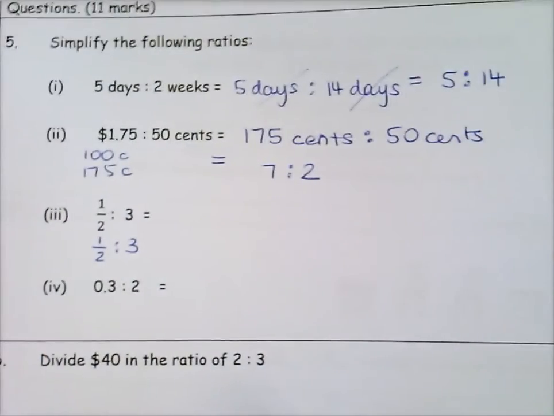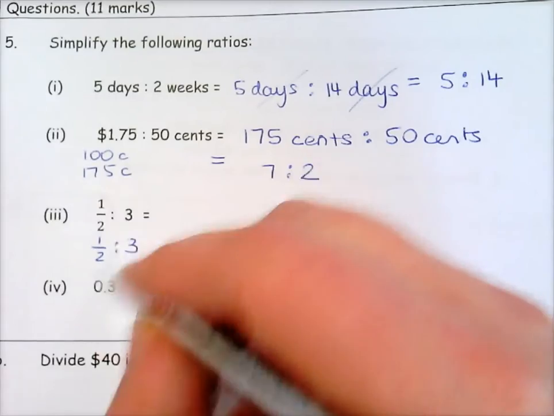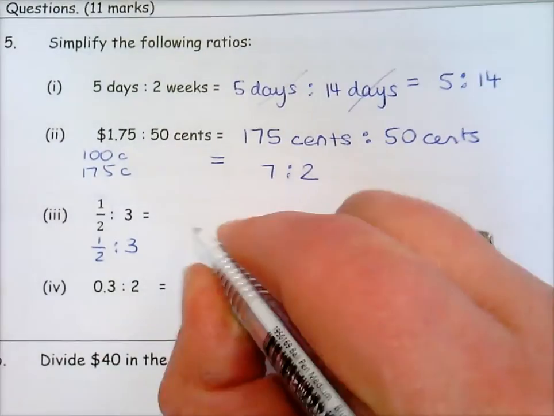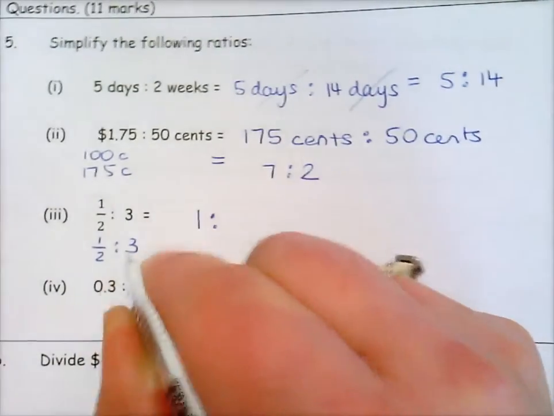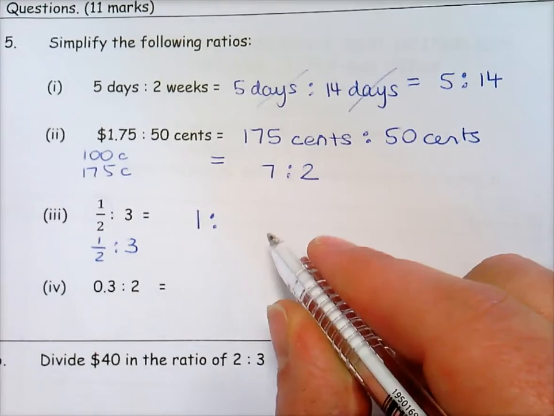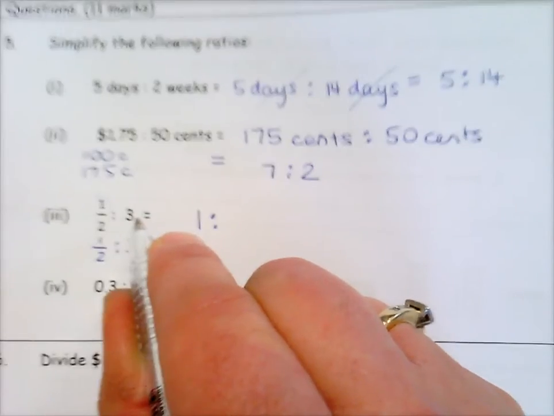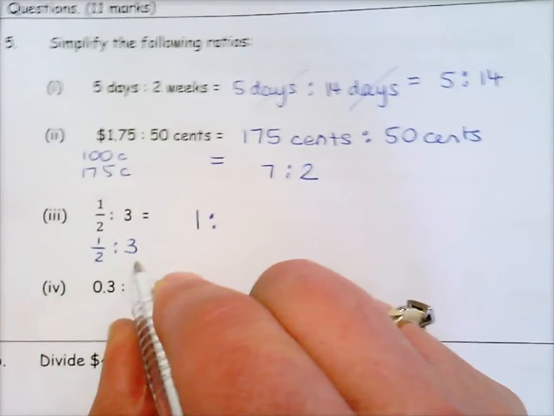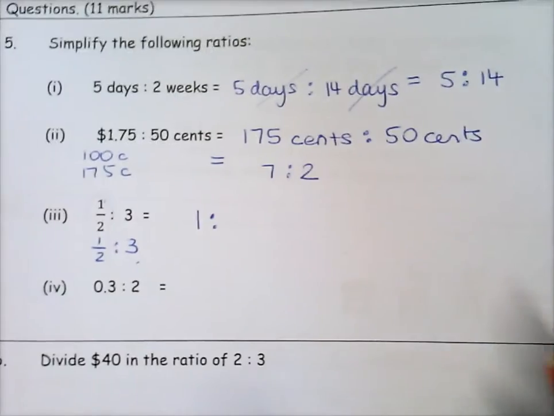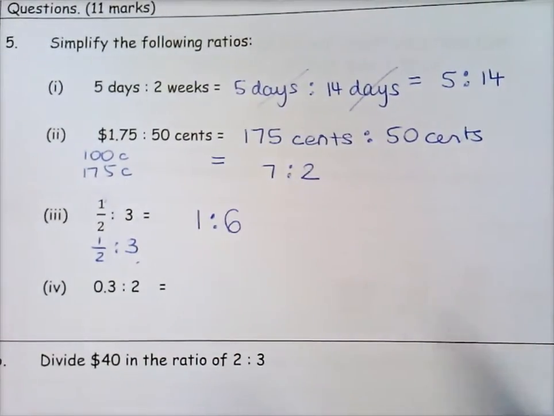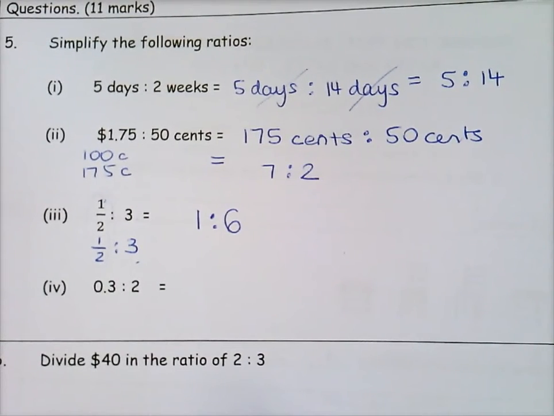A half is to 3. What's my total here? A half and a half. What's a half and a half? 1. And what's 3 and 3? So if you've got half a cup of this to 3 cups of that, you've really got 1 cup of the first thing, and how many cups of the second one? 6. So a half is to 3 is the same as 1 is to 6. Now, the reason we do it is a half and another half is 1 whole. So 3 and 3 is 6.